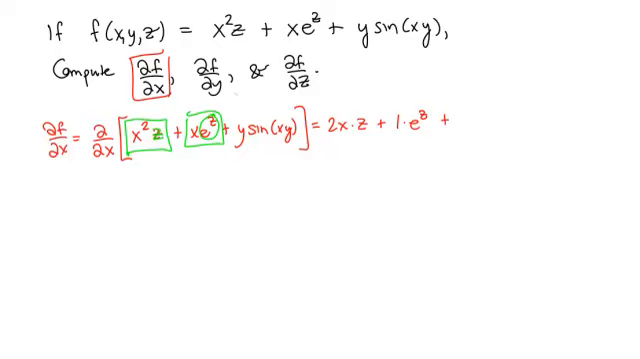And last but not least, I've got this piece. Cool thing is, I don't need to use the product rule again. y is a constant. So y will come along for the ride. The derivative of sine of blank is cosine of blank times the derivative of the blank. Well, the derivative of x times y, again, y is a constant, comes along for the ride. The derivative of x is 1. And so when we clean this thing up, we're going to get 2xz plus e to the z plus y squared times the cosine of xy.